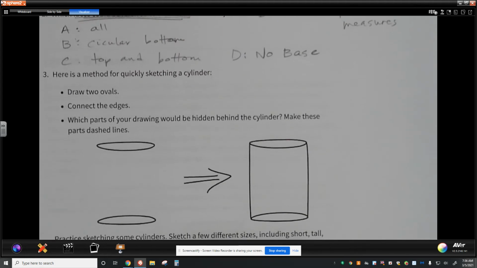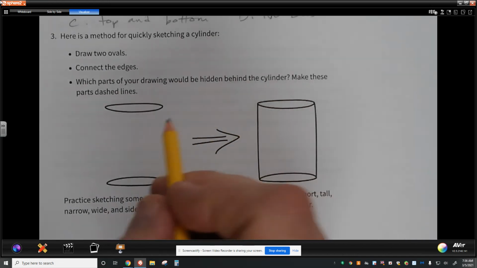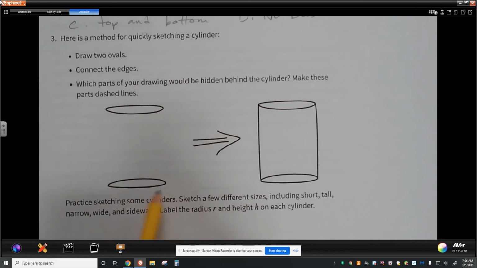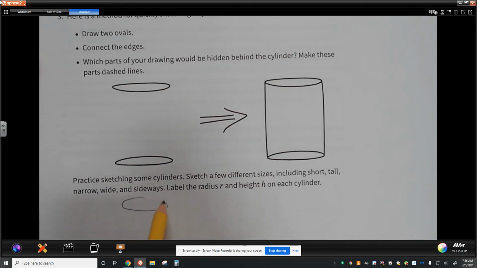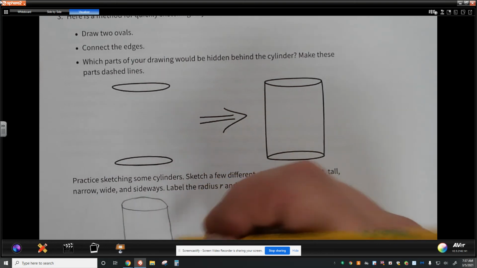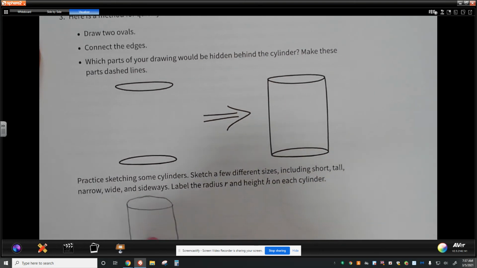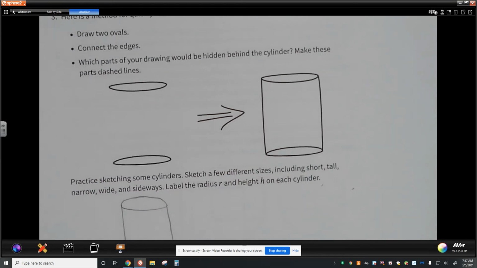Final part of this. Here's a method for quickly sketching a cylinder. Draw two ovals, connect the edges, and which part of your drawing would be hidden behind the cylinder? Make sure these parts are dashed lines. So when we're talking about this, here's your first circle, your bottom circle right up here. So we want to do something like this. Draw a cylinder, and then an oval and an oval. Draw the edges, and then what they're saying is the part that's hidden, we should take this part right here and just make a dashed line, because then it's hidden.